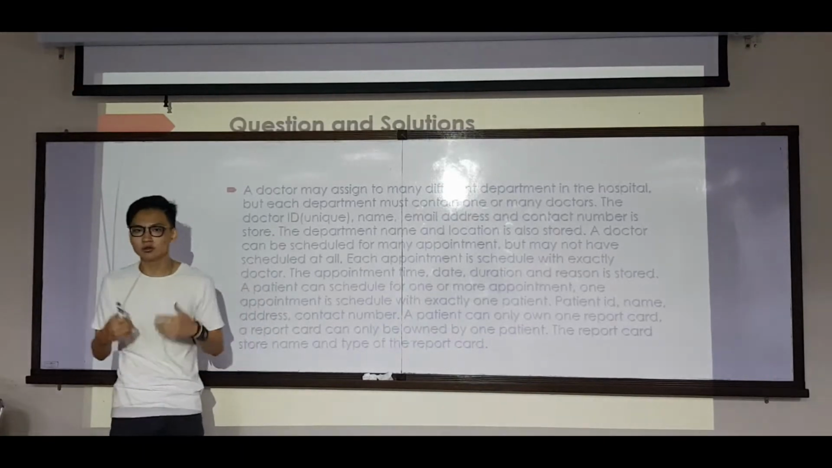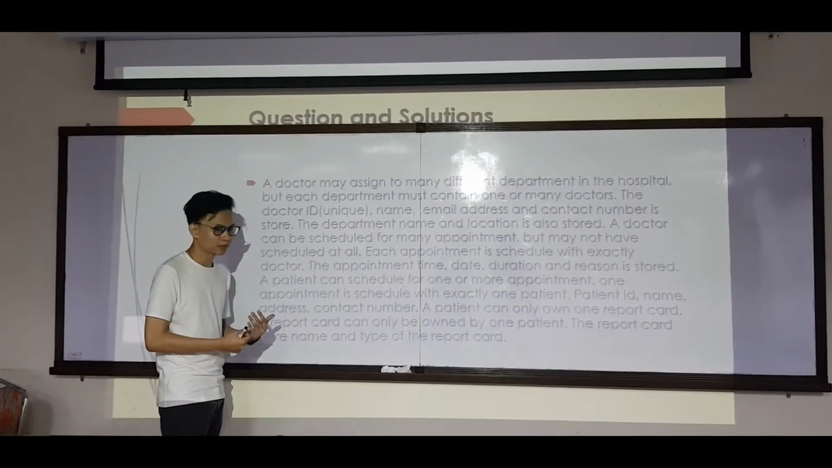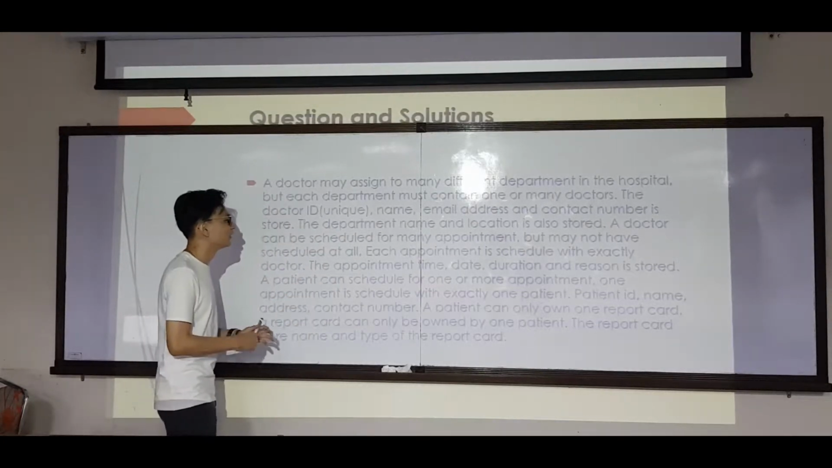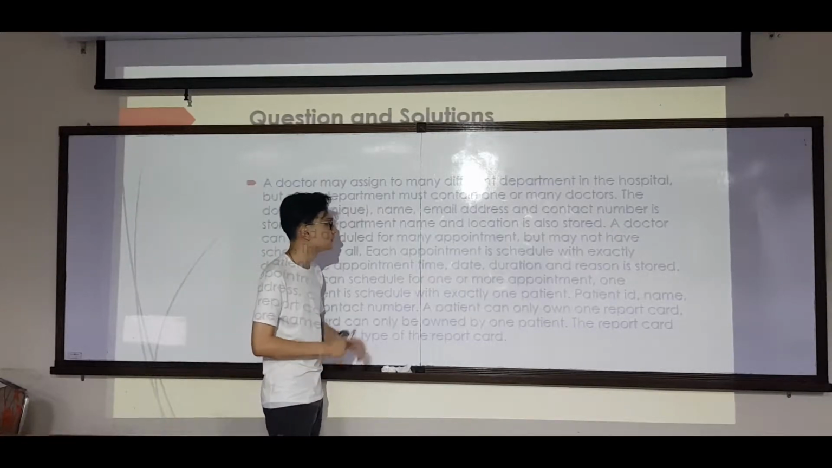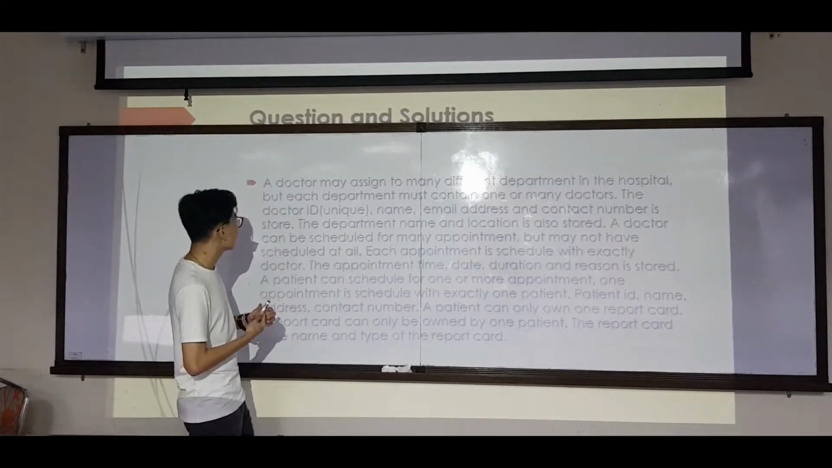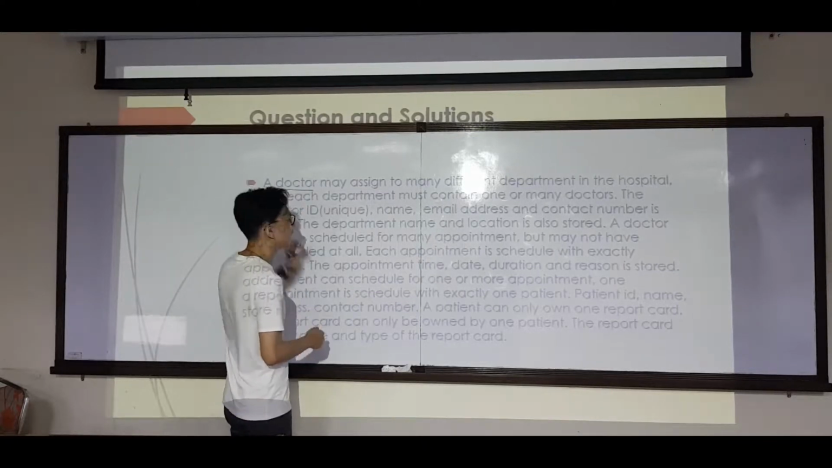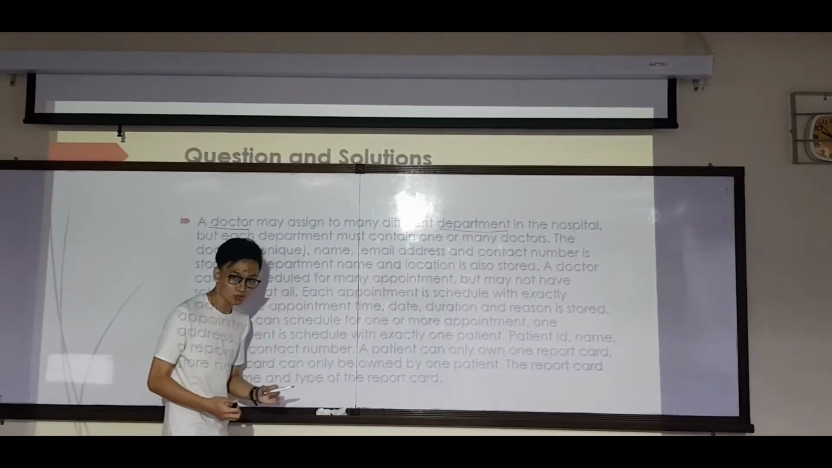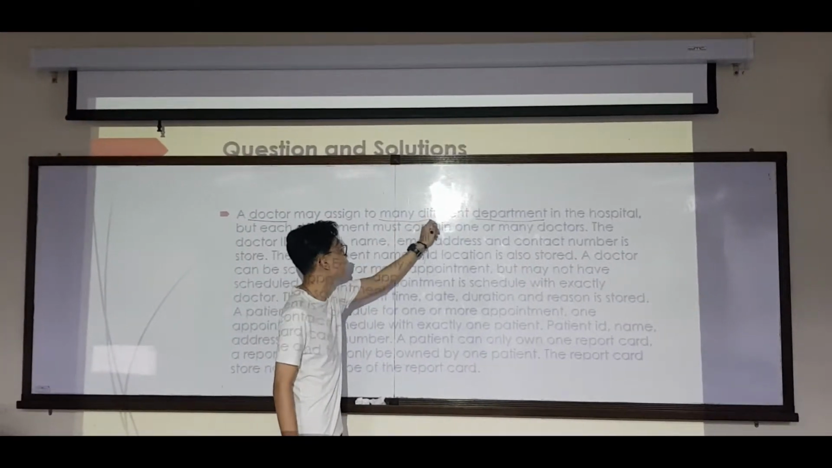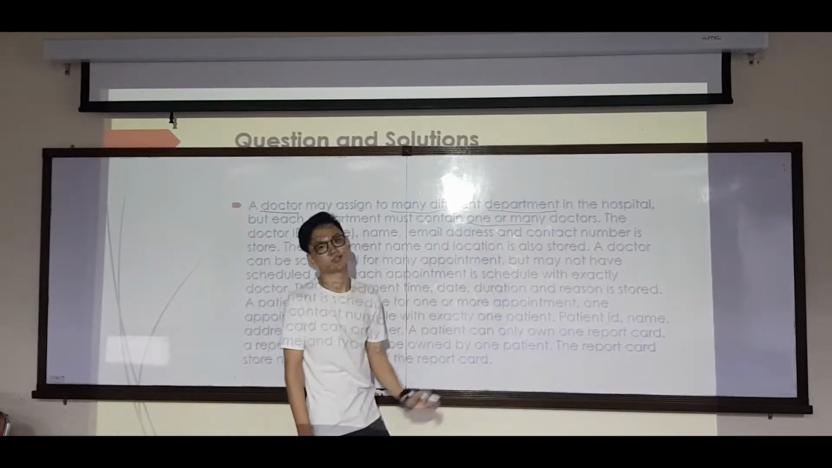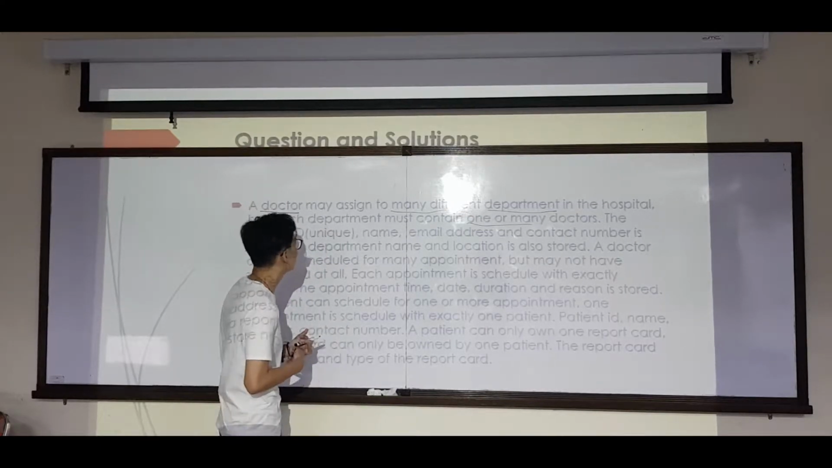For this section, I will show you how to read a business rule and try to draw a Crow's Foot ERD based on this business rule. Okay? Let's read this. A doctor may be assigned to many different departments in the hospital, but each department must contain one or many doctors. So, as you can see, a doctor is an entity, and a department is an entity also. Okay? And what is their relationship? Their relationship is many-to-many because a doctor may be assigned to many different departments, and each department must have one or many doctors. Okay? So the relationship is many-to-many.